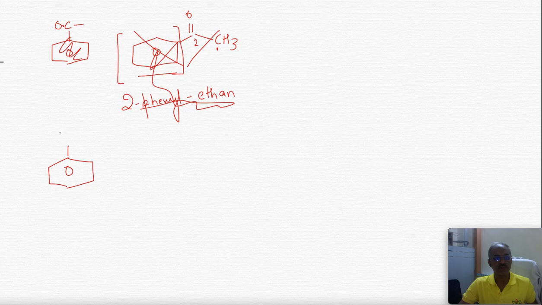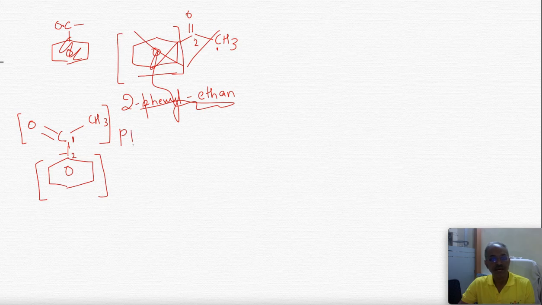Take for example this. This is the main functional group, ketone. We'll start the naming from here, 1, and this is 2. So at the first position, a phenyl ring is added. So this becomes a substituent and this is the primary parent.